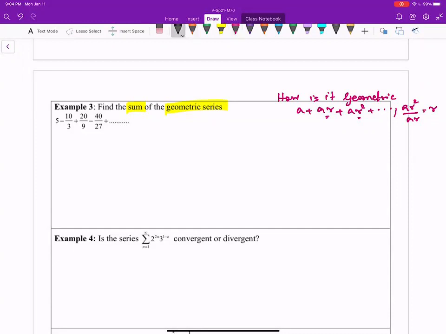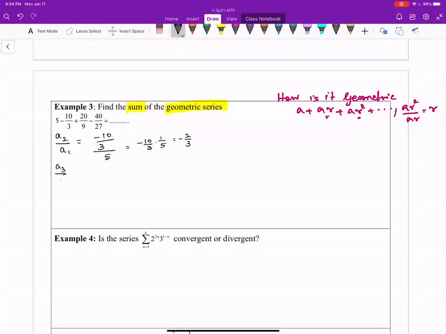So we'll just verify, even though such a check is not required in this problem. I'm just telling you this is one of the techniques, if you are not told that it is a geometric series, to know that it is a geometric series. How would you verify? So a2 over a1 is negative 10 over 3 divided by 5. That will be negative 10 over 3 times 1 over 5, which is negative 2 over 3.